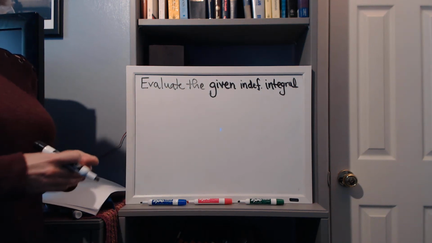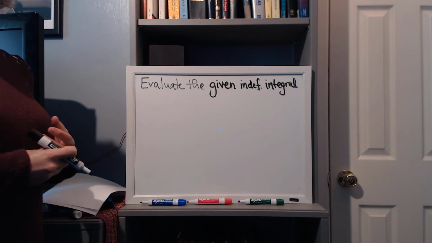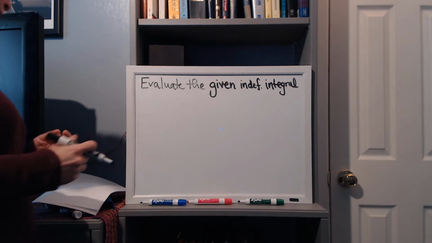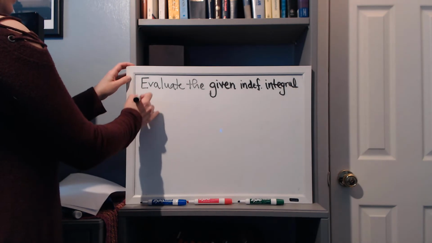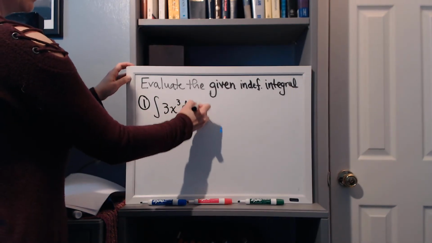We're ready for the next set of examples. We've got a whole bunch of rules to apply now that we are going to use as we go in our examples. And our first example, we have the integral of 3x cubed dx.